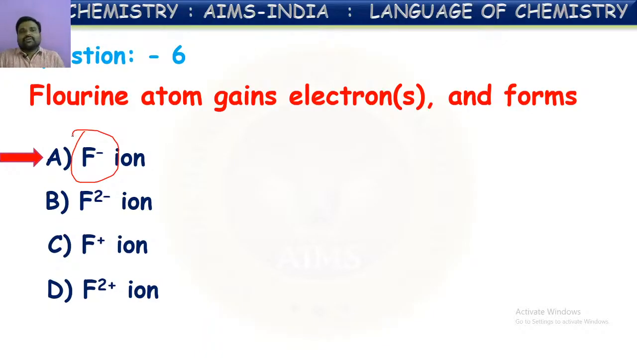So this is about different ions or radicals: positive ions, negative ions, or electropositive ions, electronegative ions, cations, and anions.